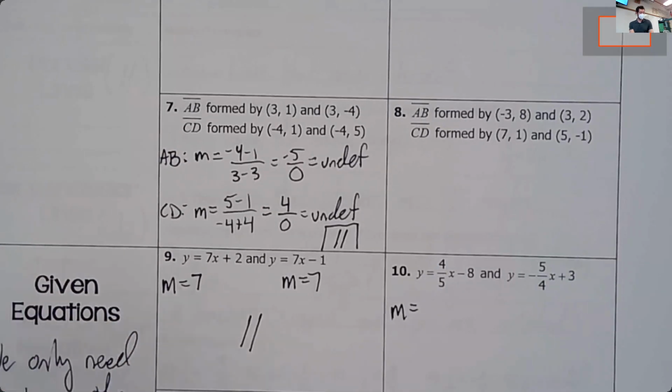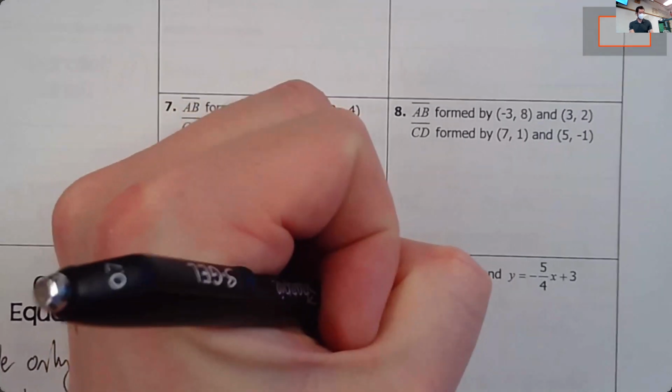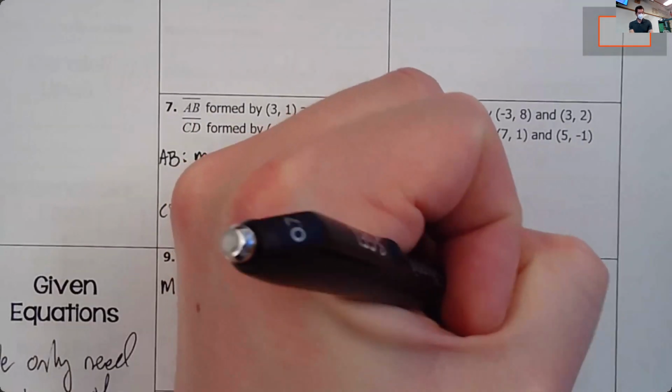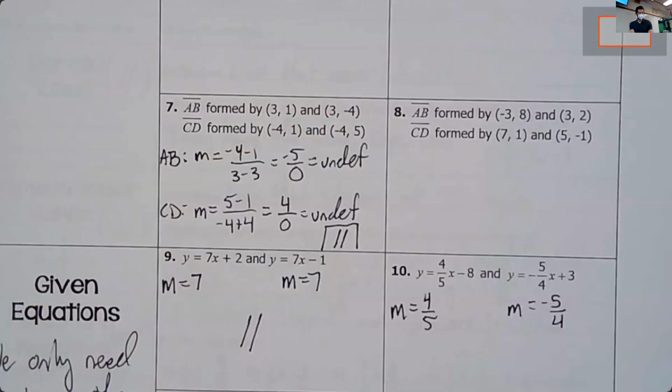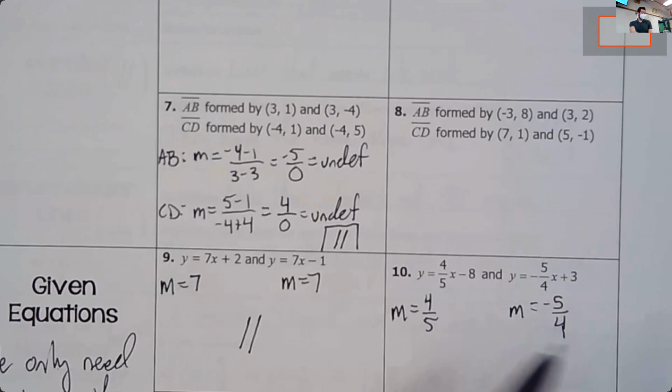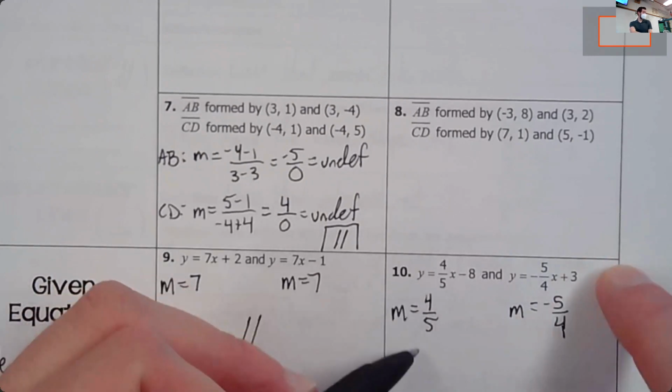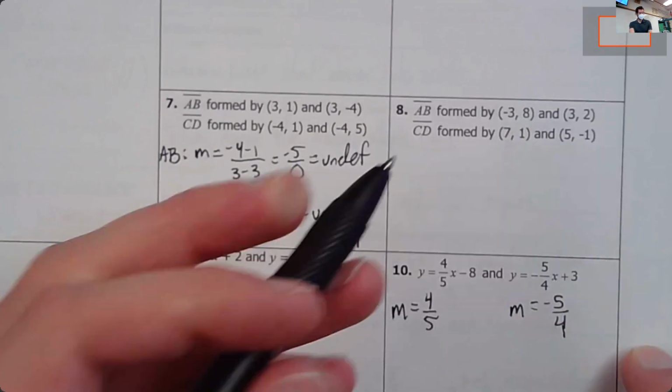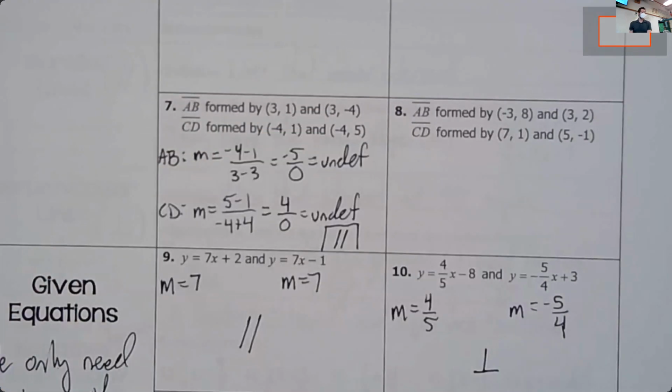It appears to be perpendicular because we got a 4/5 slope on the first line, and we've got a -5/4 on the second one. Positive slope, negative slope, reciprocals as well, opposite reciprocal slopes. Those are perpendicular. Nice.